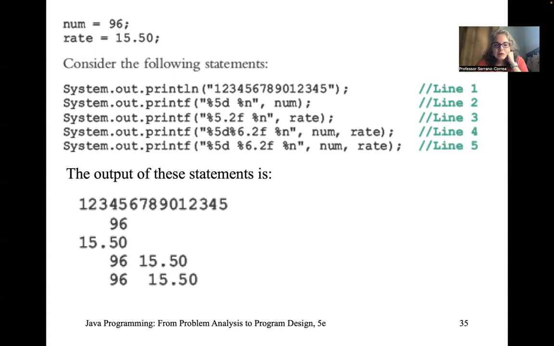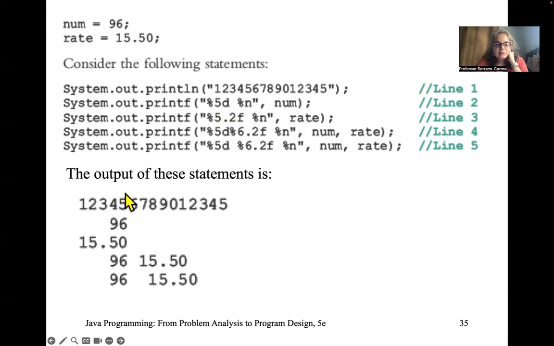This is another example in your book. So here we printed 1, 2, 3, 4, 5, 6, 7, 8, 9, 0, 1, 2, 3, 4, 5, just so you can see what column everything falls on. So %5, remember that we're going to start at column 5. And d means I'm going to print an integer. Num is an integer. And n means give me a new line.